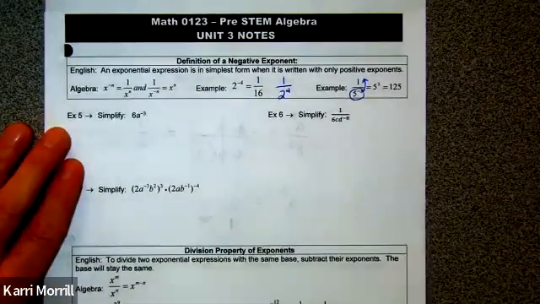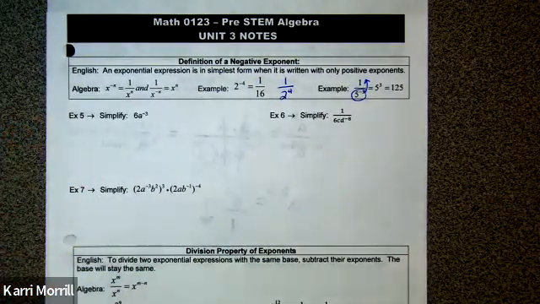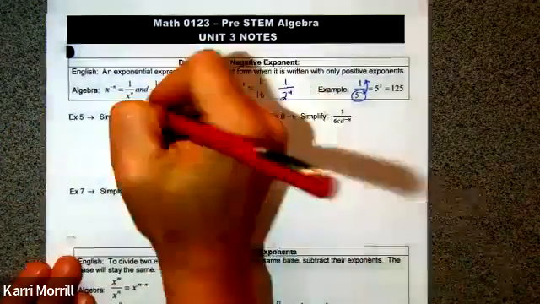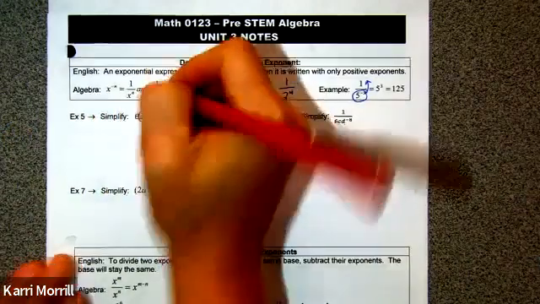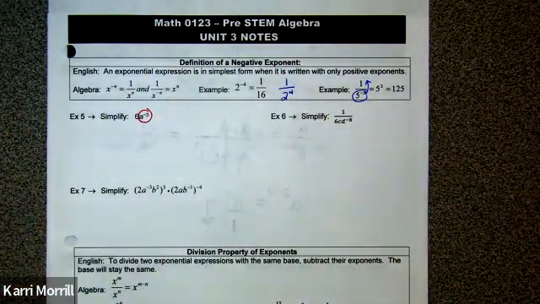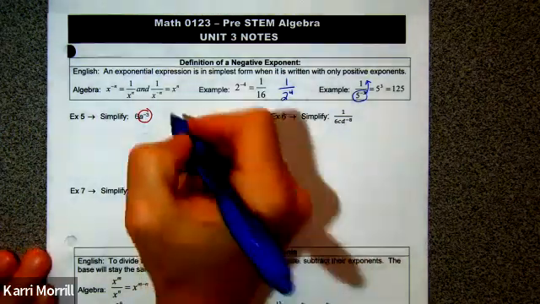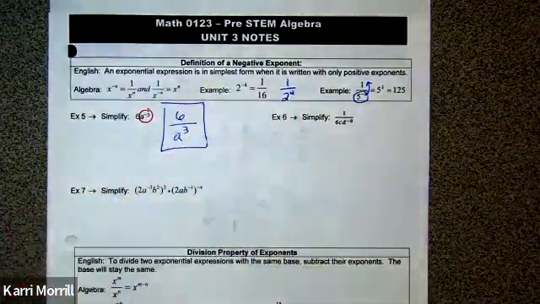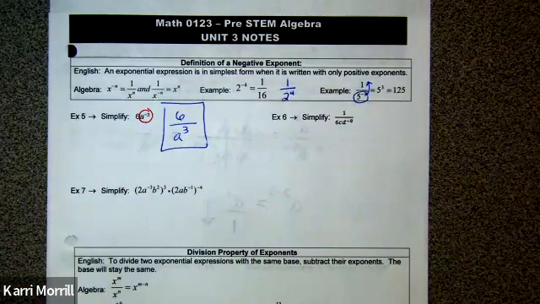So here in example 5, the only thing that is a negative exponent is the a, right? A to the negative 3rd. The 6 doesn't have a negative exponent. So if you were to just fix that, you would say 6 over a to the 3rd. That's all you have to do on that one. There's nothing else to simplify or reduce or anything. Just 6 over a to the 3rd.